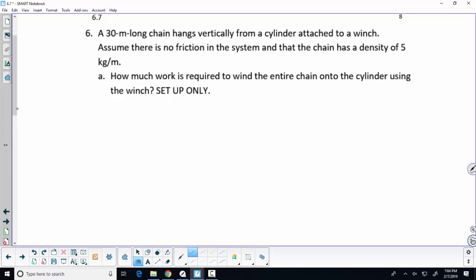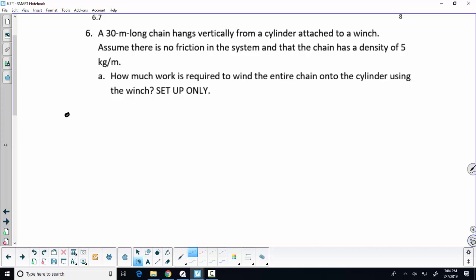So a slightly different work problem. We're still calculating work, but we're not quite given what we've been given with these last two. A 30-meter long chain hangs vertically from a cylinder attached to a winch. Assume there is no friction and the chain has a density of 5 kilograms per meter. How much work is required to wind the entire chain onto the cylinder using the winch? So we'll set this up. Set up only.